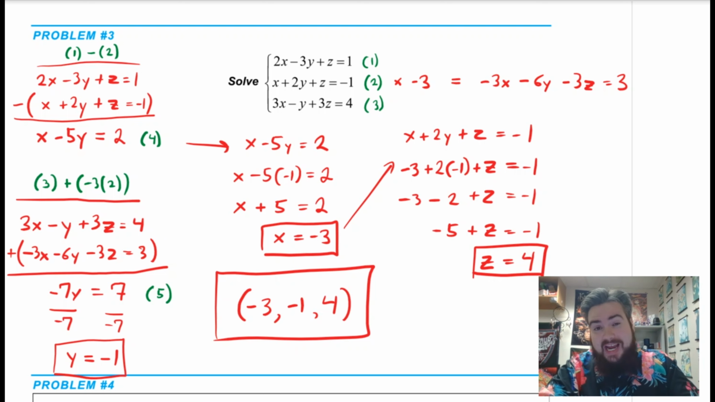Remember from here, if you would like to do any other checks, you can take this ordered triple and plug it into the 3 equations we had originally and make sure all of them create true statements. I'll let you do that if you so choose.